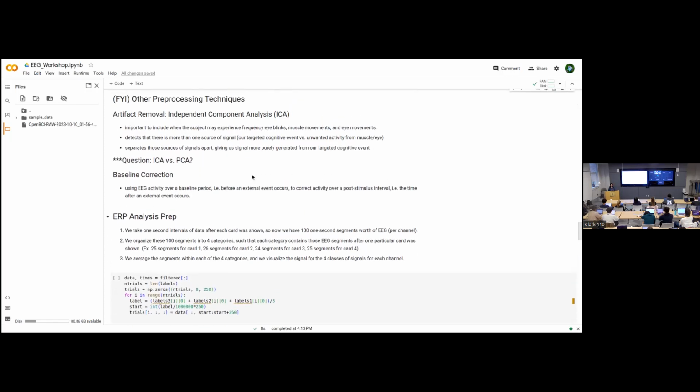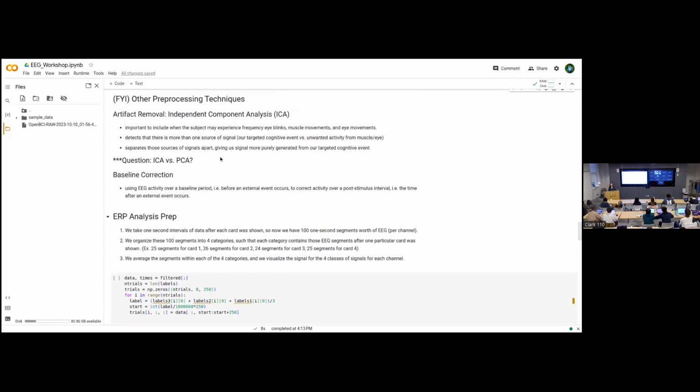Has anyone heard of PCA, principal component analysis? Can anyone take a guess at what might be the difference between independent component analysis and principal component analysis?